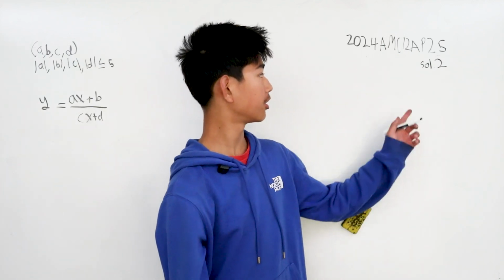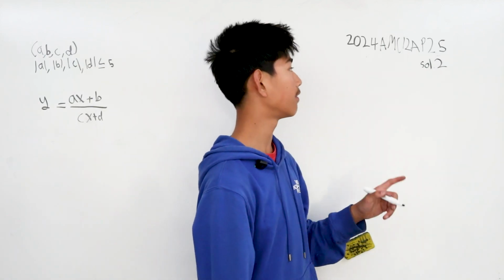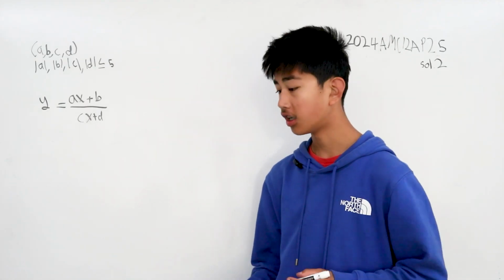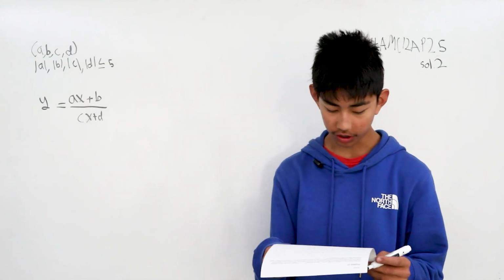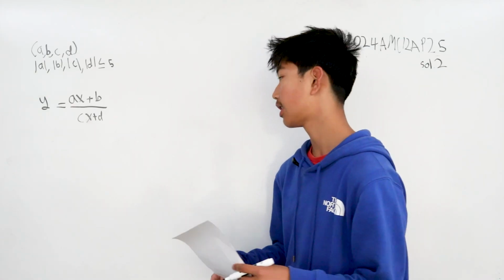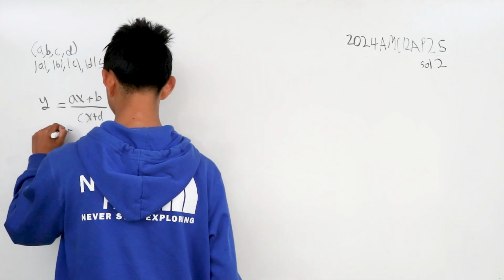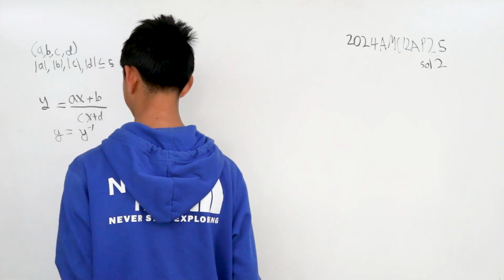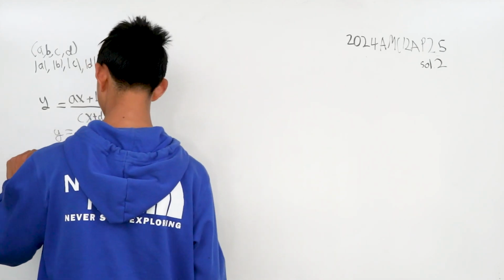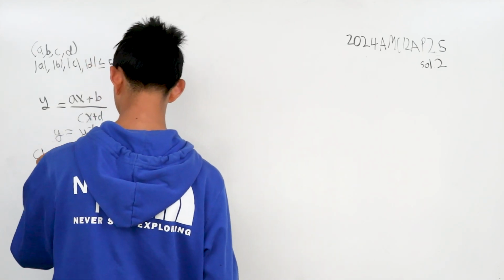This is solution 2 of problem 25 from the 2024 AMC 12A. So here, if it's symmetric about the line y equals x, that implies that y is equal to the inverse of y. So then we have two cases. Case 1, where c is 0.